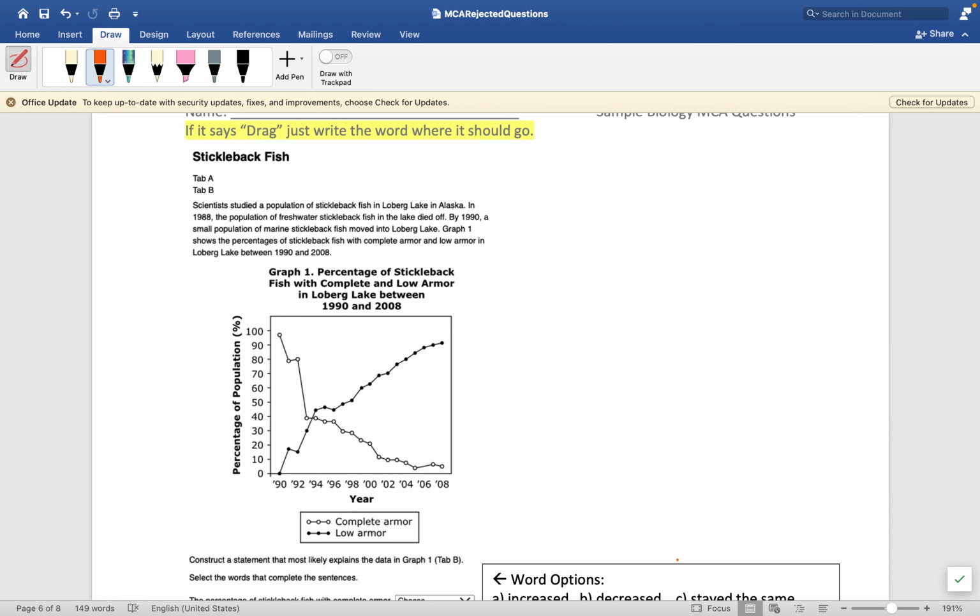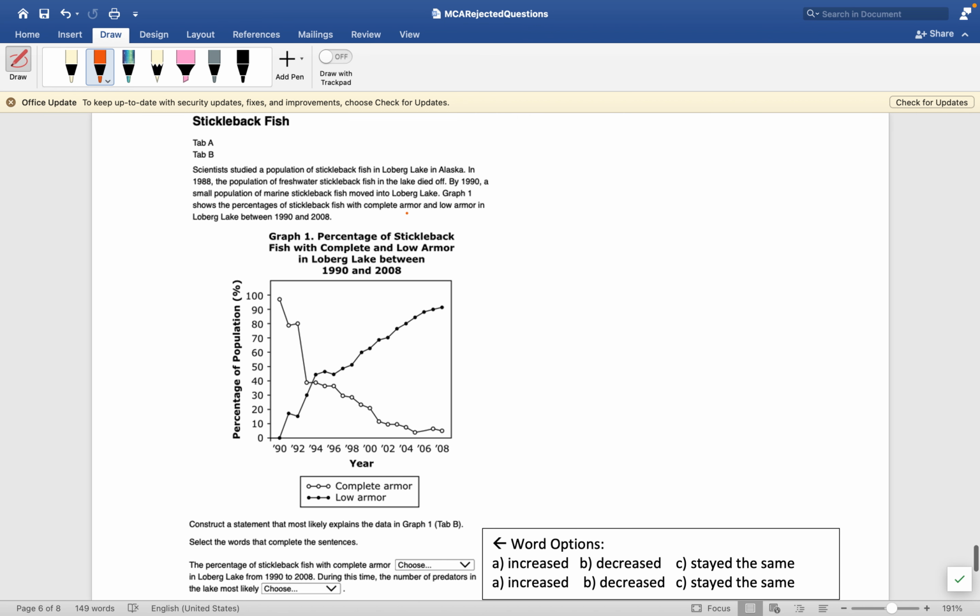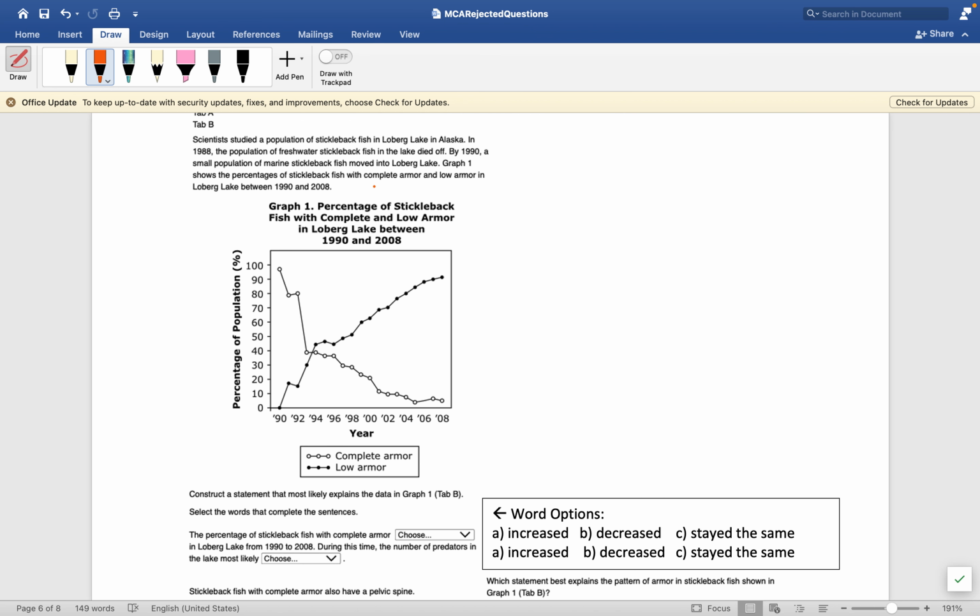Scientists study a population of stickleback fish in Loughburg Lake in Alaska. In 1988, the population of freshwater stickleback fish in the lake died off. By 1990, a small population of marine stickleback fish moved into Loughburg Lake. Okay, so they were gone, and then freshwater died off, and then marine came in. Graph 1 shows the percentage of stickleback fish with complete armor and low armor in Loughburg Lake. So remember, complete armor was our marine, and the low armor were the freshwater ones. So low armor, freshwater possibly, complete armor goes down.